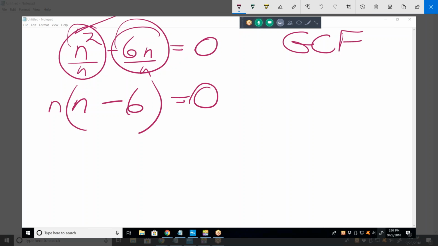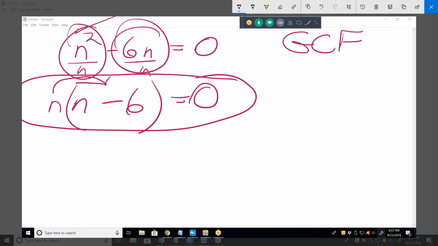Now, did we do it right? Whenever you're doing math, I want you to get in the habit of checking your answer at every step of the way. Is this times that equal to what we started with, n squared minus 6n? Yes, it is. If I distribute this n, I get n squared minus 6n. That's what I started with.